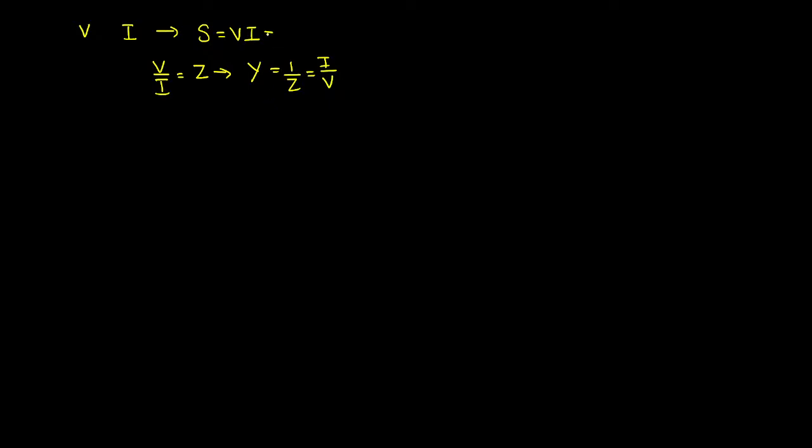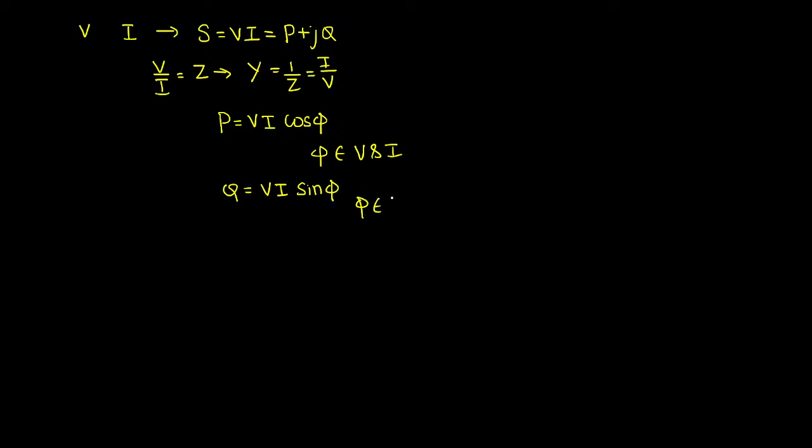Similarly, if you break this apparent power, it will produce two components: real power and reactive power. How will you calculate the real power? Real power is the product of voltage and current, with one more factor, cos phi, where phi is the phase angle difference between voltage and current. Similarly, for reactive power, the same formula, V I, we use sin phi. Once again, phi is the phase angle difference between voltage and current, from the phasor we know.